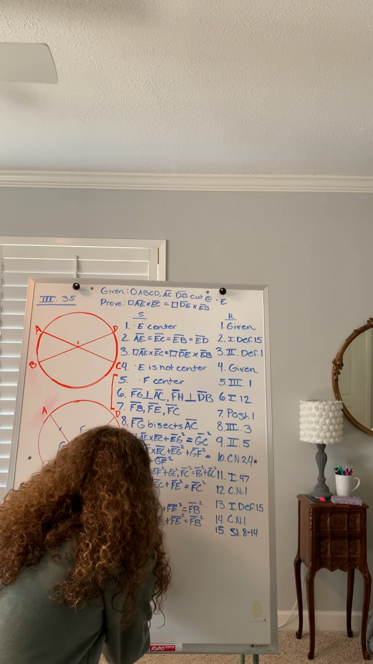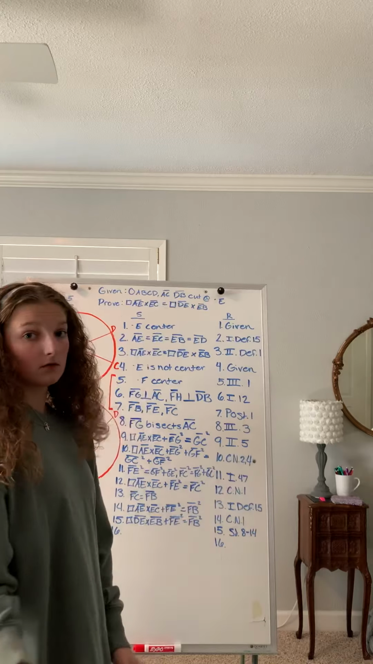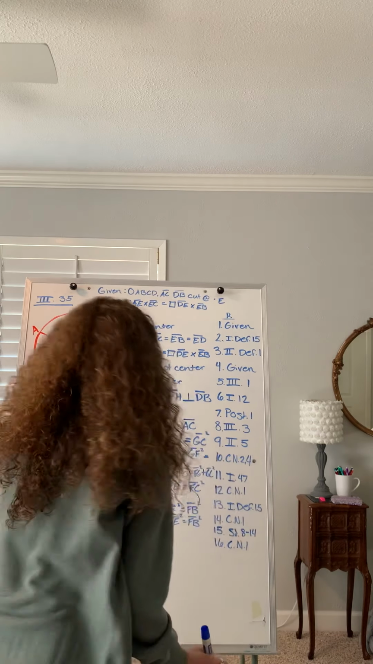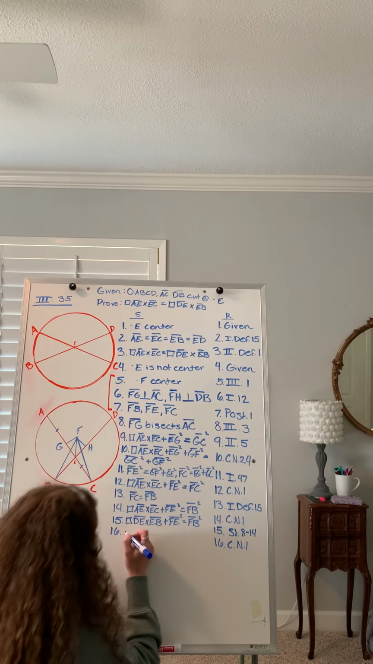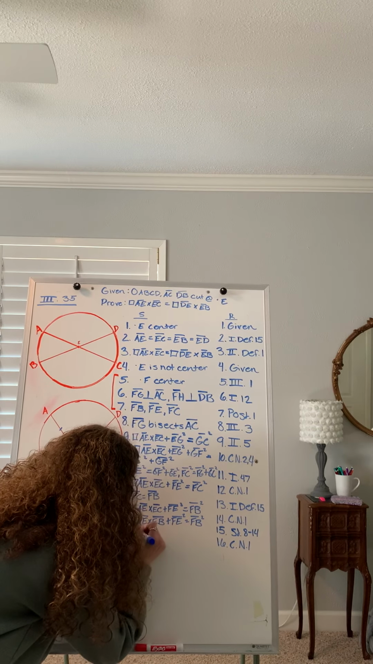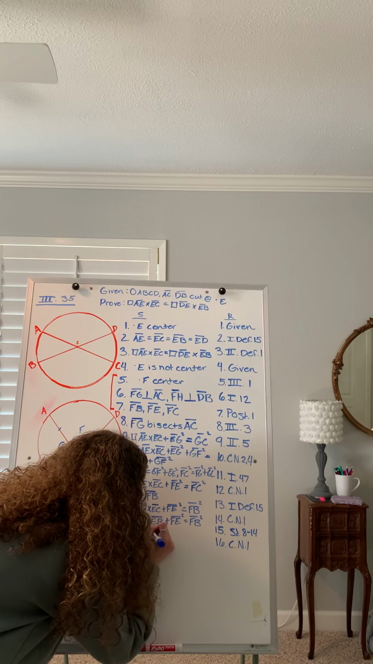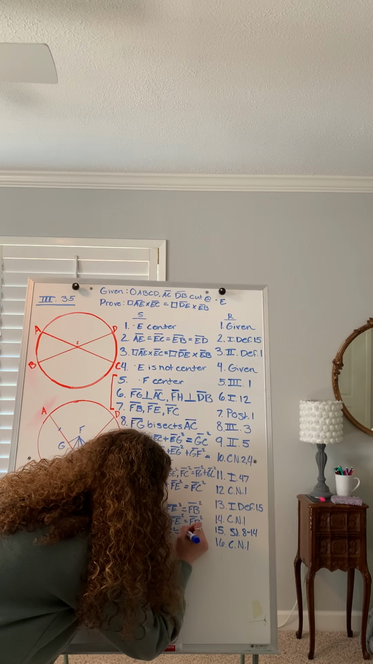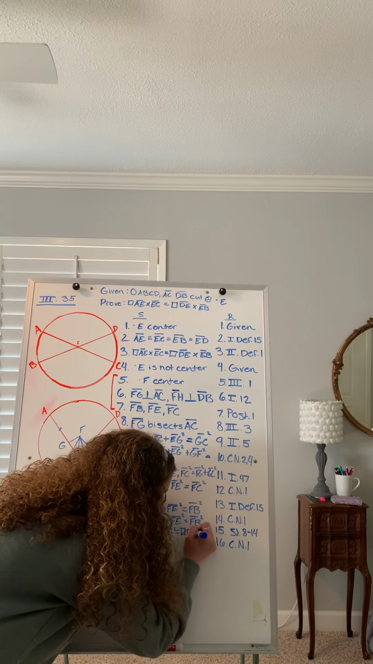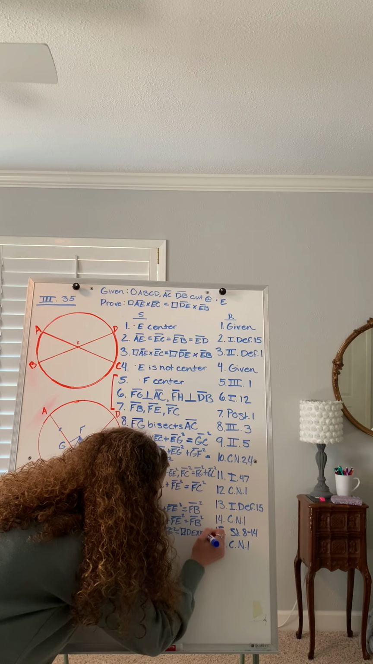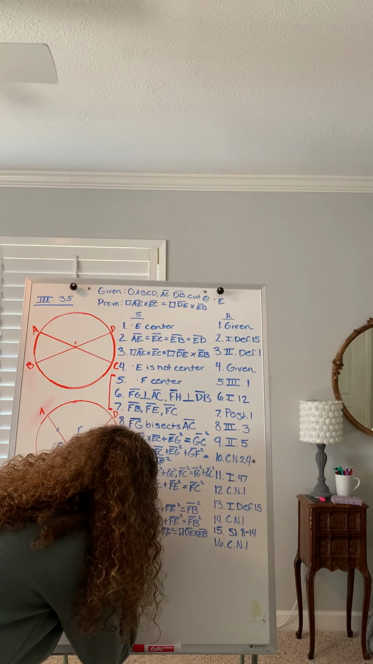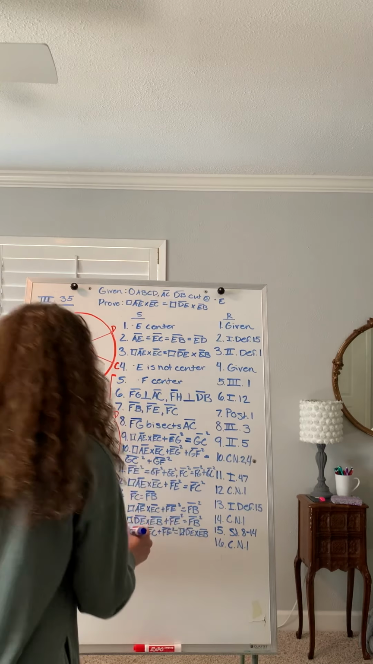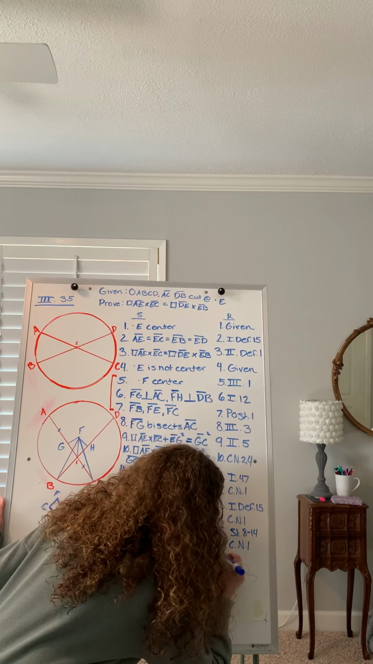And now we're going to use common notion 1 to add them all together. This is going to be really long. So we have the rectangle contained by lines AE and EC plus the square FE equals the rectangle contained by lines DE and EB plus FE squared.